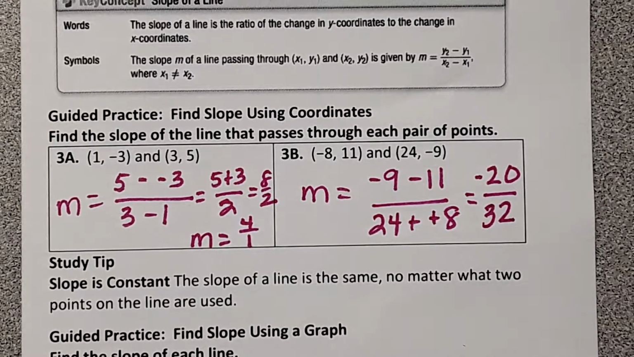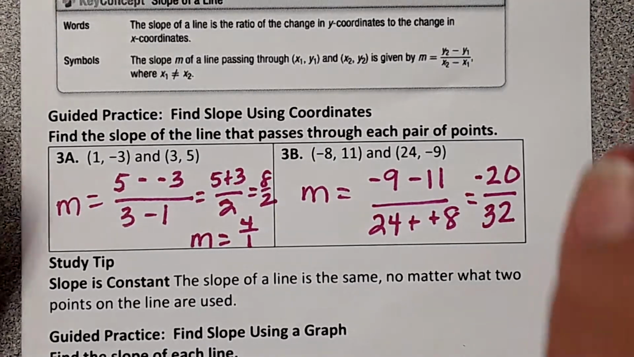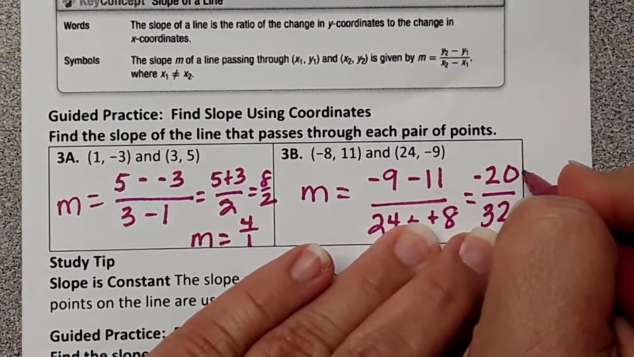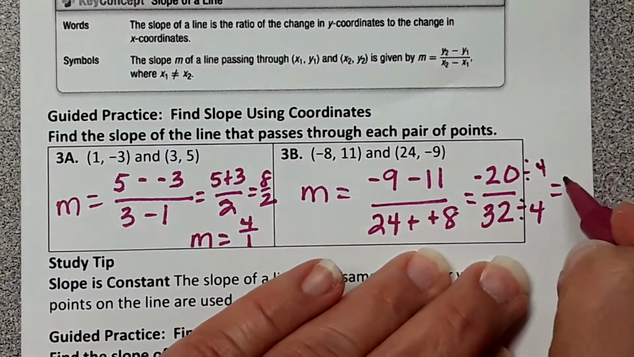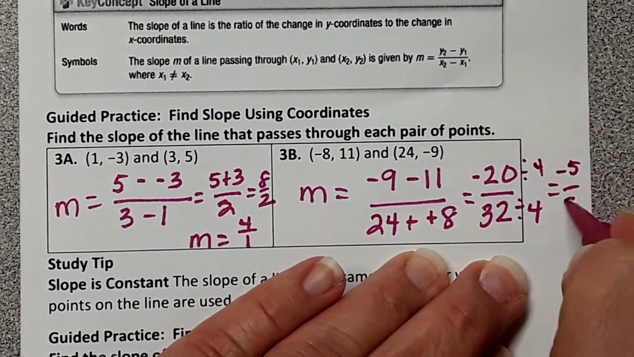One thing that I think the SAT likes to do is see if you can find equivalent slopes. Can I give you a slope and can you find other slopes that are like it? So what would I reduce both of these by? And I would get -5/8.